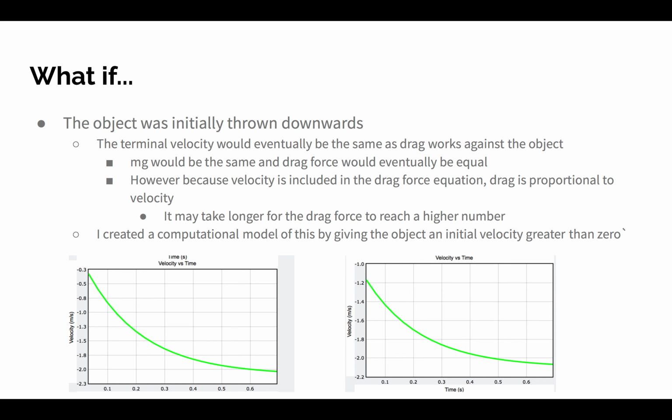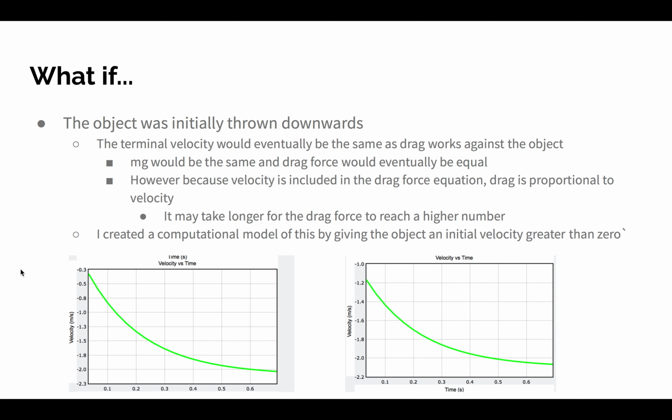If an object was initially thrown downwards, the terminal velocity would eventually be the same, as drag works against the object. This means that mass times gravity would be the same, and drag force would eventually be equal. Because velocity is included in the drag force equation, drag is proportional to velocity. This means it may take longer for the drag force to reach a higher number. I created a computational model of this to prove this by giving the object an initial velocity greater than 0 in one of my codes.